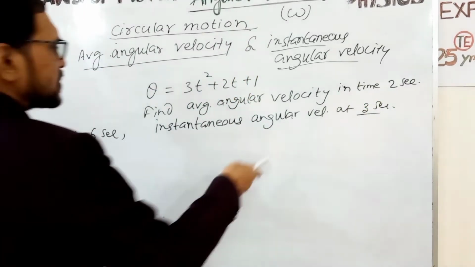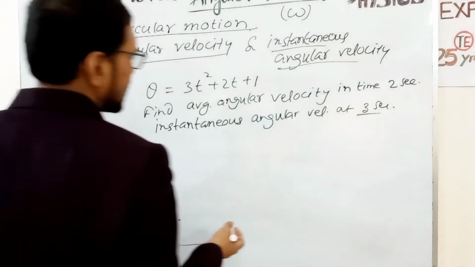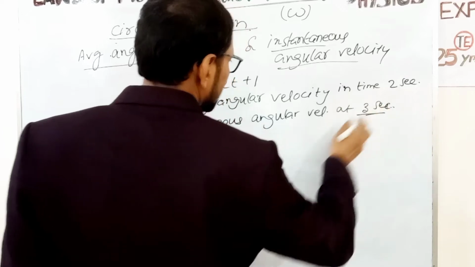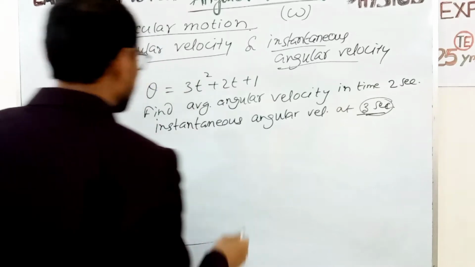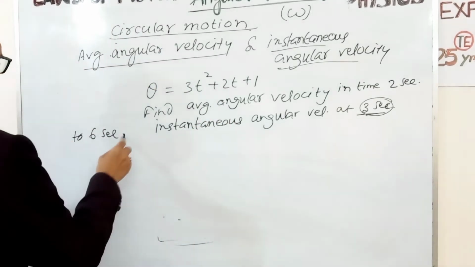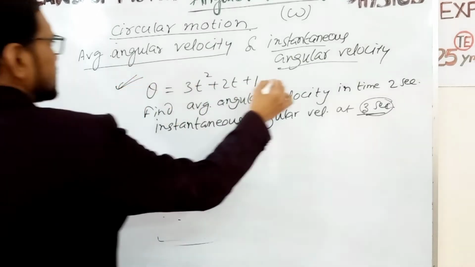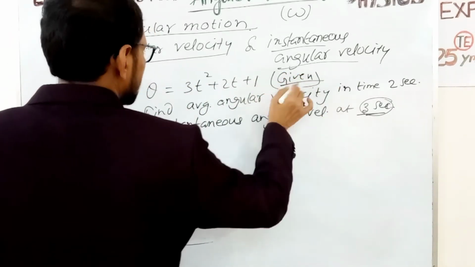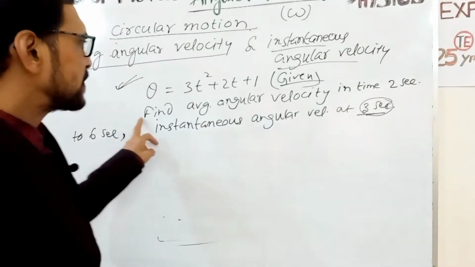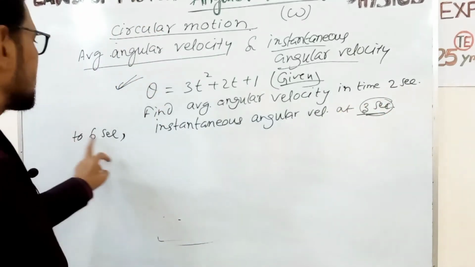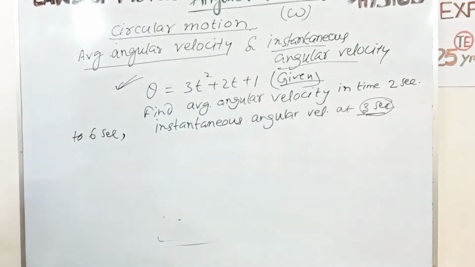When we calculate instantaneous velocity, it is at that moment, at 3 seconds after the start, or 3.5 seconds. For average angular velocity, the time gap should be mentioned, like 2 second to 3 second. So what is the answer? This is given: the angle produced by the particle varies with time like this. Find the average angular velocity in time 2 second to 6 second and the instantaneous angular velocity at 3 second. So suppose this is the question. How can we solve this?